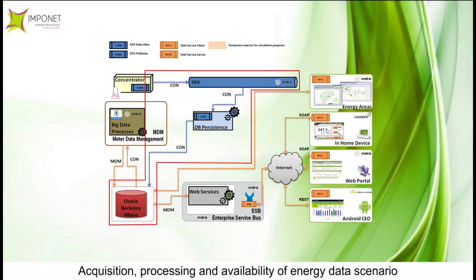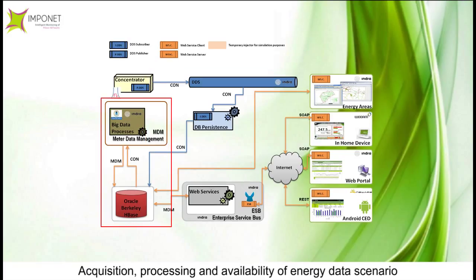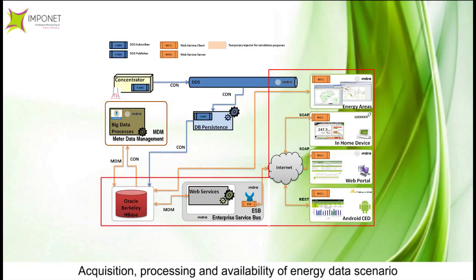This energy data is retrieved and stored in a database by the persistence service. Once in the database, the different big data processes access this raw energy data and perform different operations related to metadata management. The enterprise service bus provides this data to different platforms which are addressed to distributors, retailers and customers. The whole scenario is explained step by step as follows.